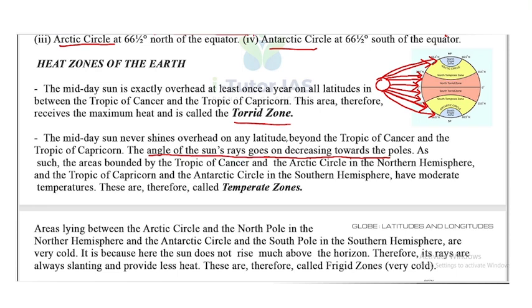As such, the areas beyond the area bounded by Tropic of Cancer and Arctic Circle in the Northern Hemisphere, look, this portion between Arctic Circle and Tropic of Cancer in the Northern Hemisphere, and between Tropic of Capricorn and Antarctic Circle in the Southern Hemisphere, these areas have moderate temperature. Therefore, this area is called temperate zone.